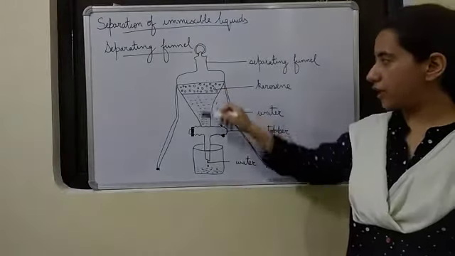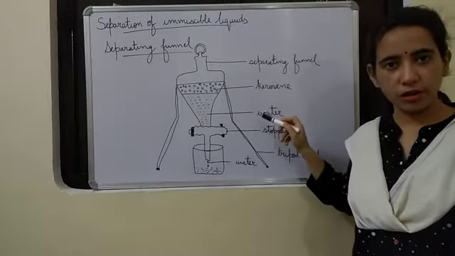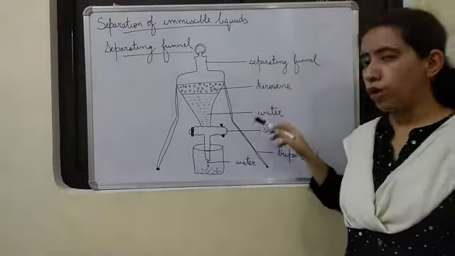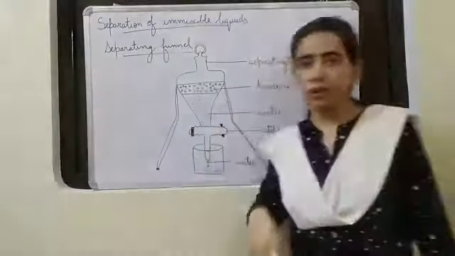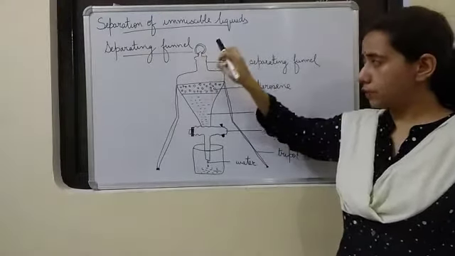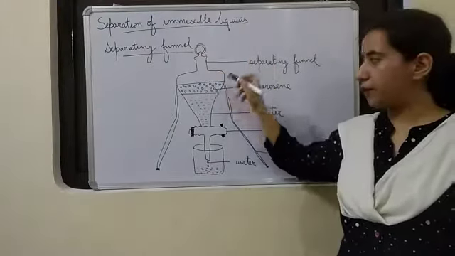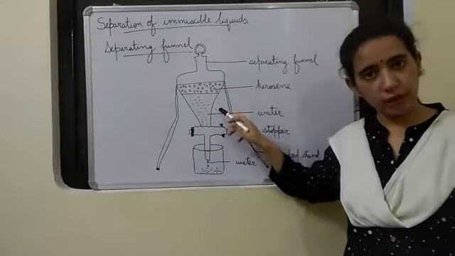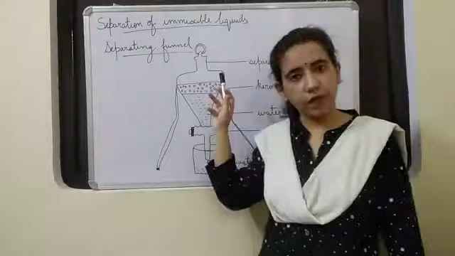Here I have taken a kerosene and water mixture. It is an immiscible mixture. Kerosene and water will not mix with each other. They will form separate layers. So we will pour that mixture in this separating funnel. They will form two layers. The layer below will be of water and the layer above will be of kerosene.